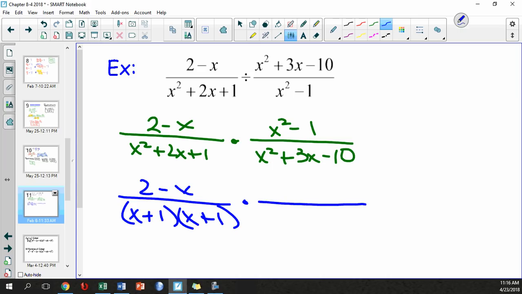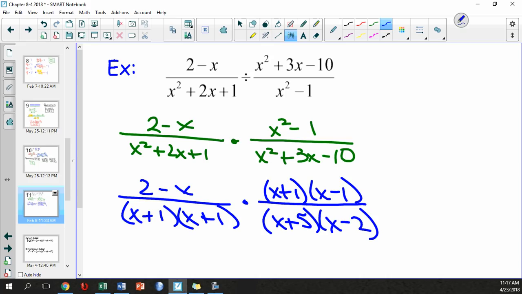Going to the second fraction now. Can I factor the numerator completely? And what is that going to be? Excellent. X plus 1, x minus 1. And then the denominator, what is that going to factor into? I need a negative 10, but I need to have a positive 3, so the 5 is positive and the 2 is negative.